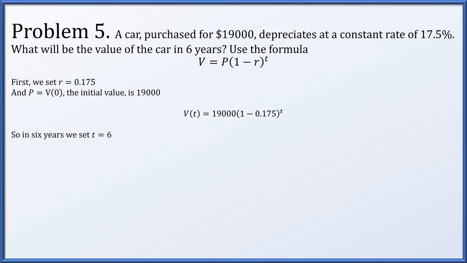So for 6 years, we can let T equal 6, and we compute V of 6. All we have to do is plug it in and use a calculator, and this works out, rounded off to 2 decimal places, to be $5,990.70. So after spending $19,000 on a car, 6 years later, it's worth about $6,000. This is pretty typical for car depreciation.